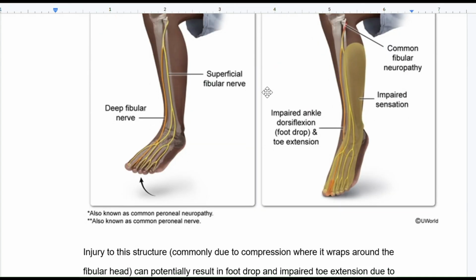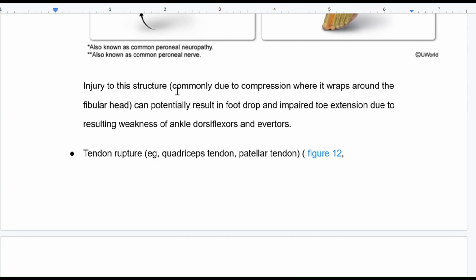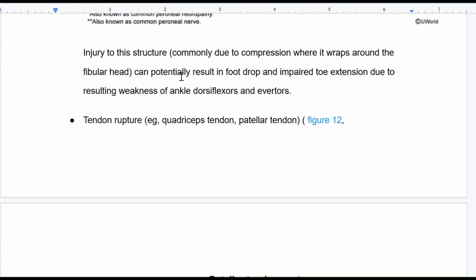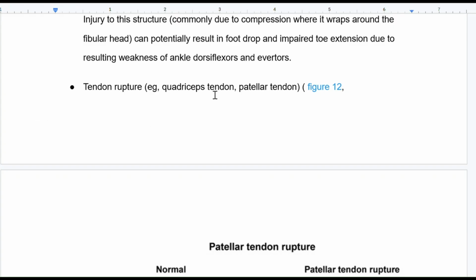Okay, scrolling on. Injury to this structure, commonly due to compression where it wraps around the fibular head, can potentially result in foot drop and impaired toe extension due to resulting weakness of the ankle dorsiflexors and everters. Tendon rupture, quadriceps tendon and patellar tendon.